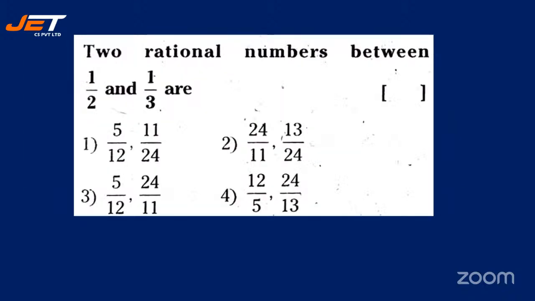Two rational numbers between 1 by 2 and 1 by 3 are. This can be done with elimination, students. You can eliminate the options and then get the right answer. You should also learn the elimination trick. So this is one such question. By eliminating the options, you can select the remaining option.